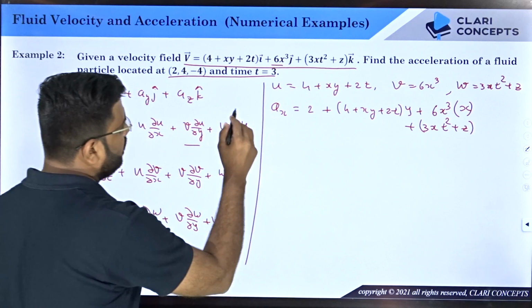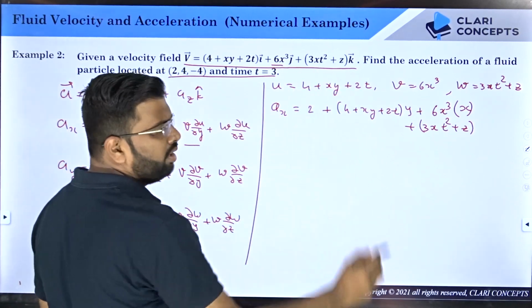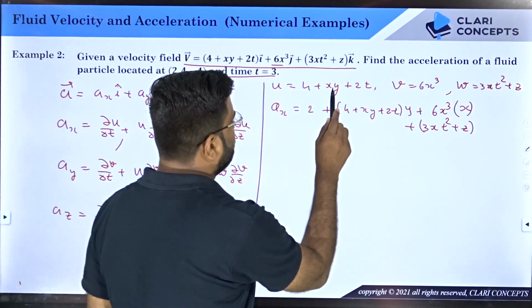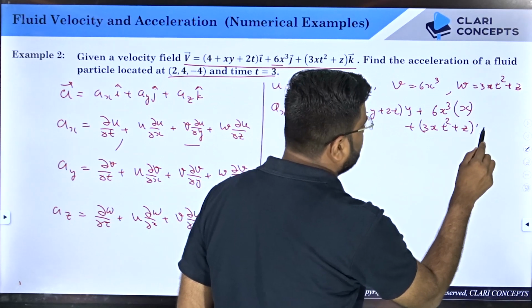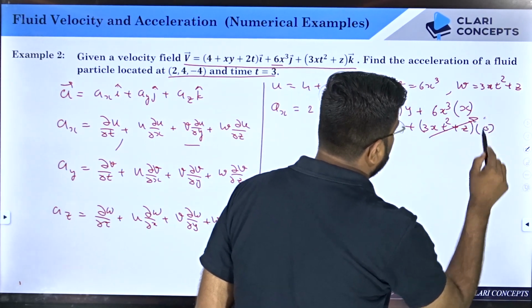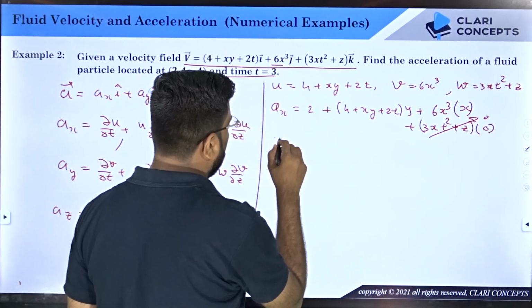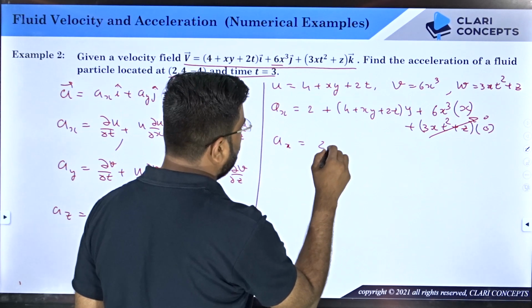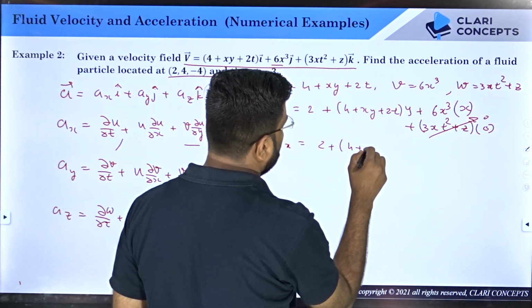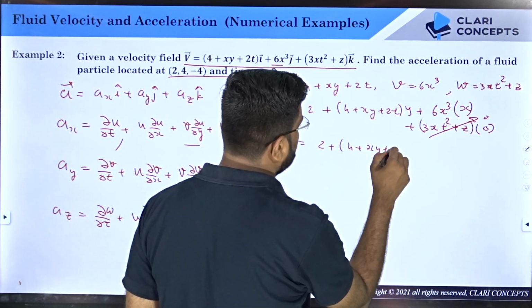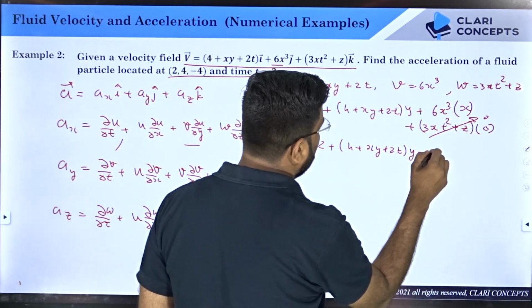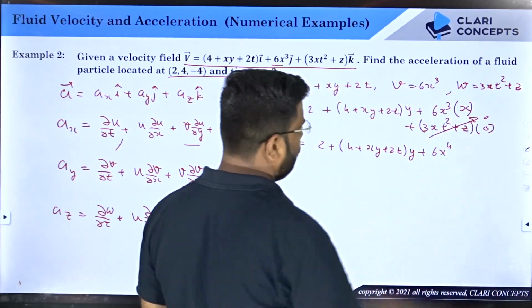What is del u by del z? Differentiation of this with respect to z. What do you get? This is 0, this is 0, there is no z term involved, so this will be 0. So the entire term will go to 0. So what you will remain with is ax is equal to 2 plus 4 plus xy plus 2t into y plus 6x raised to 4.